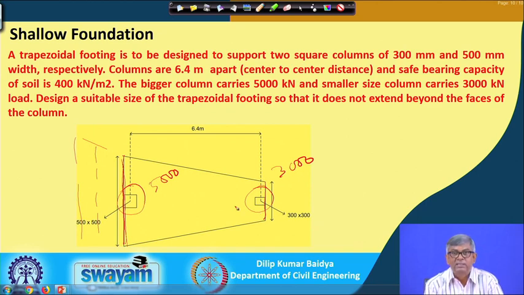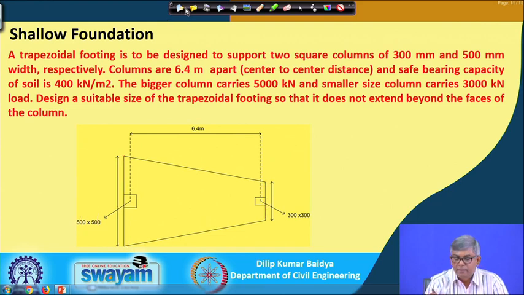That means by this restriction we have restricted the length of the footing, and what is unknown then? I have unknown this width and this width, B1 and B2. So, these two unknowns are there. Whatever method I have described before, if I apply that, I will be able to find out B1 and B2. So, I will go to the next slide and show that.